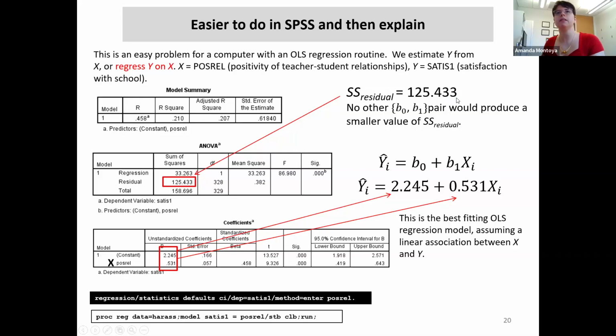125.433. And what we know from the way that ordinary least squares regression works is that there's no other pair of B0 and B1 that would give us a smaller sum of squared residual within this sample. And so this is a unique solution. So this is our best fit model from ordinary least squares regression, assuming that there is a linear relationship between X and Y.